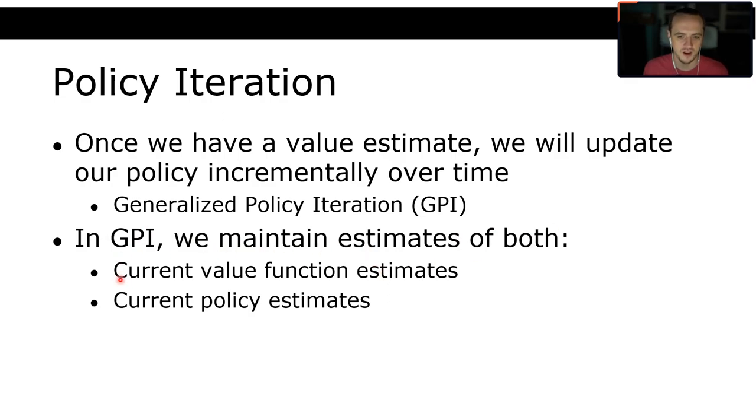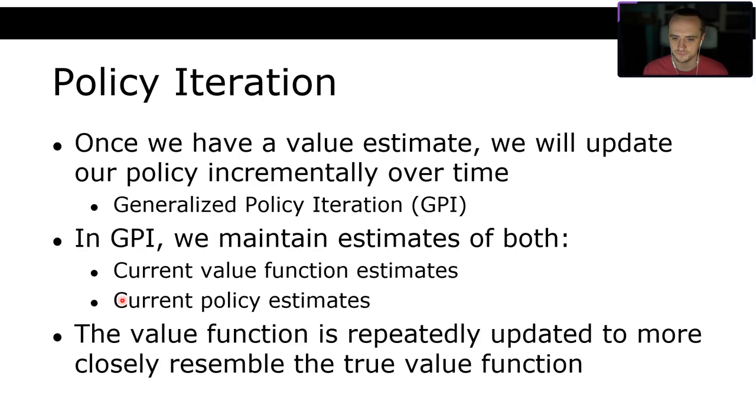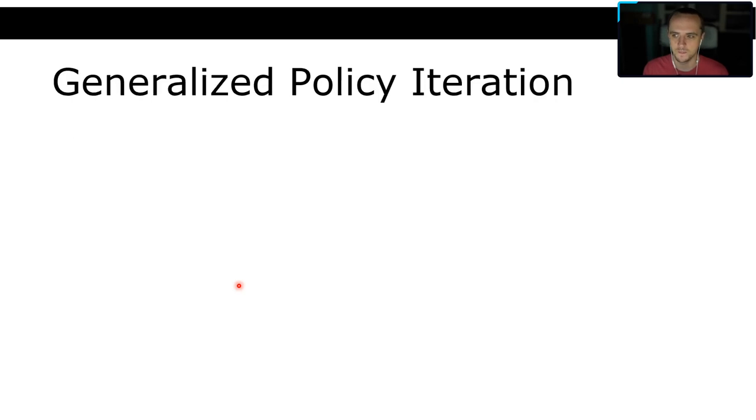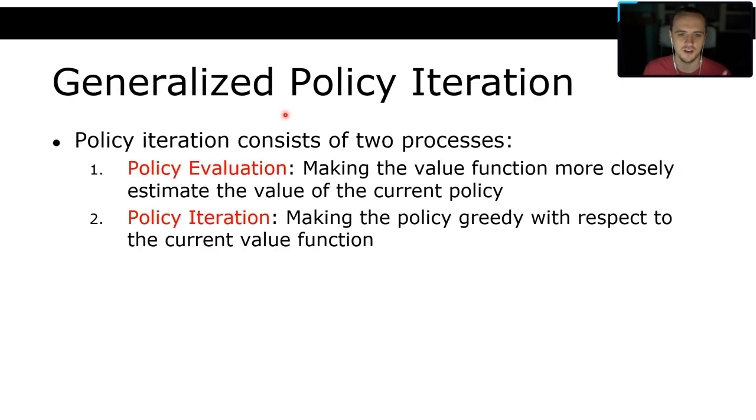We maintain our current value function estimates, so either the values of states or the values of state action pairs, and our current policy as well. So this is what we currently believe that we should be doing. The value function is repeatedly updated to more closely resemble the true value function, and then the policy is repeatedly improved based on that value. So, policy iteration consists of two main processes.